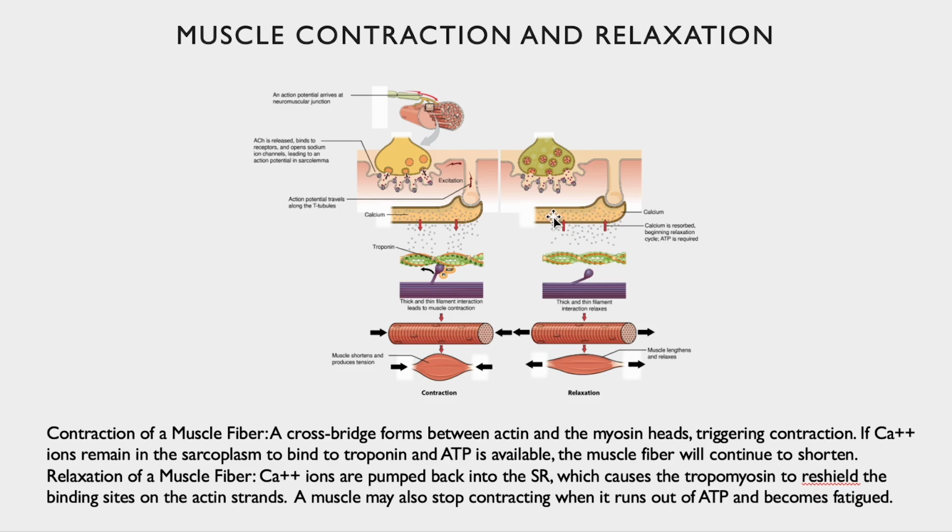So in a nutshell, calcium is necessary to expose the actin binding site and allow the interaction between actin and myosin, the cross-bridge formation. ATP, adenosine triphosphate, is necessary to detach, to weaken the union between actin and myosin, so they can detach from each other. And ATP is also necessary to remove calcium from the sarcoplasm and take it back to the sarcoplasmic reticulum.